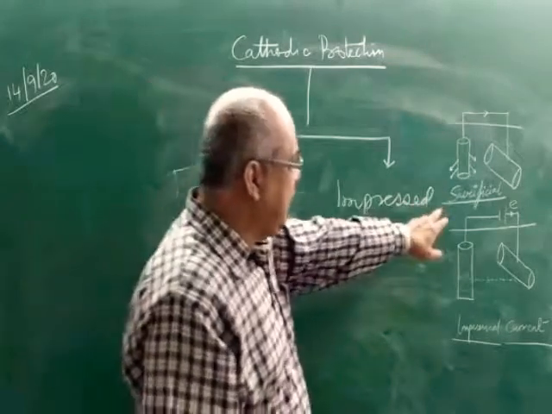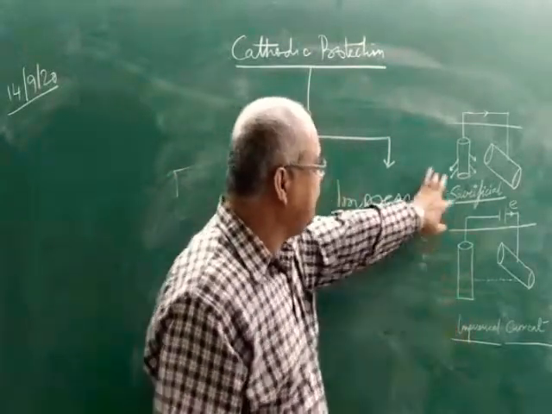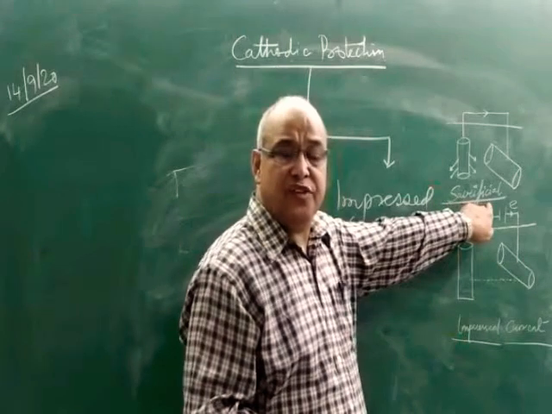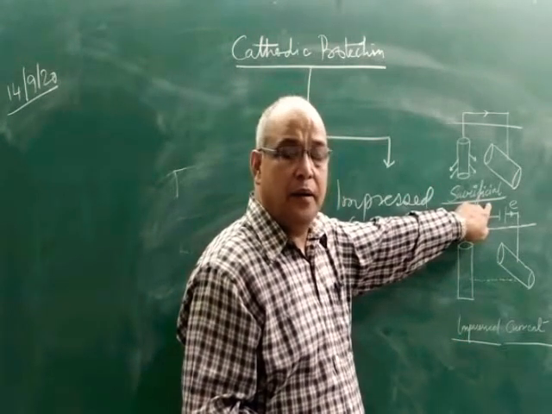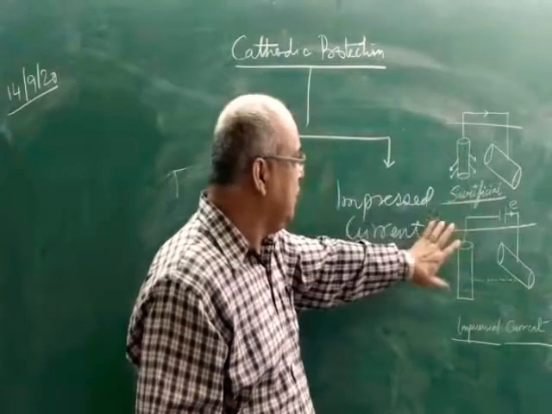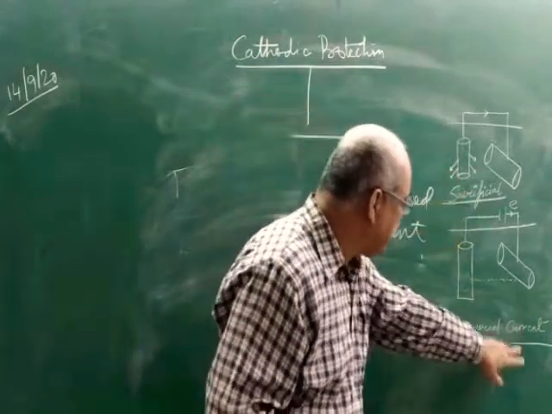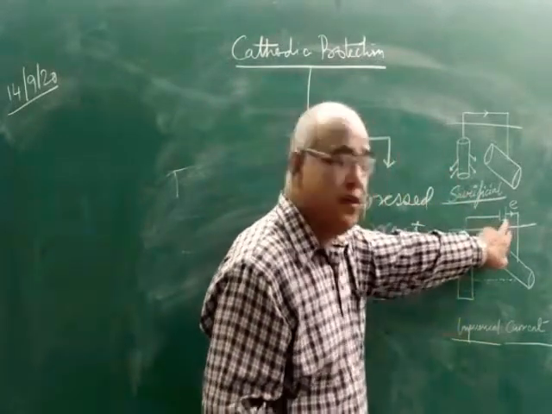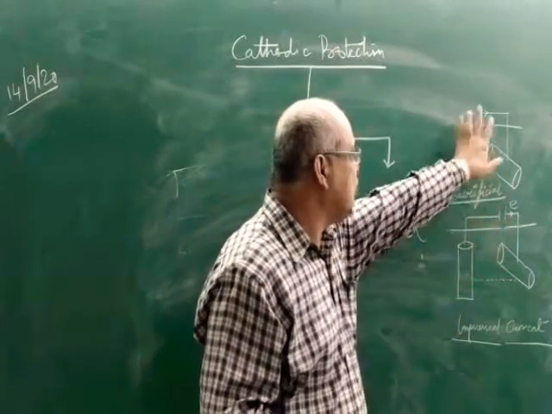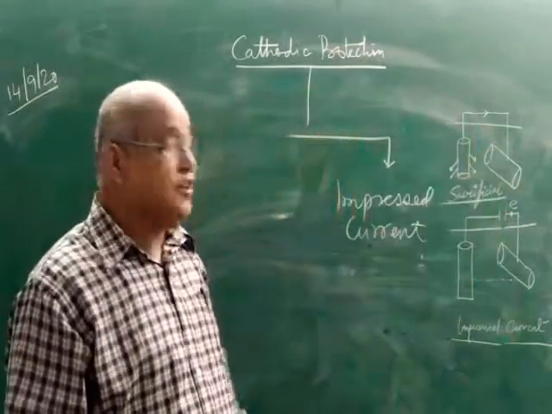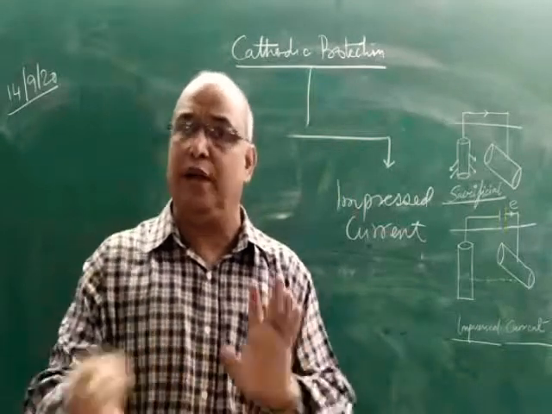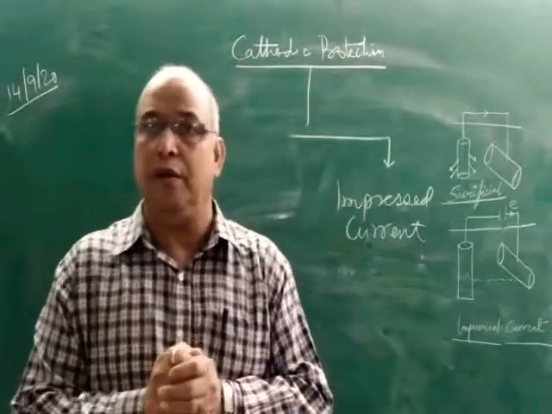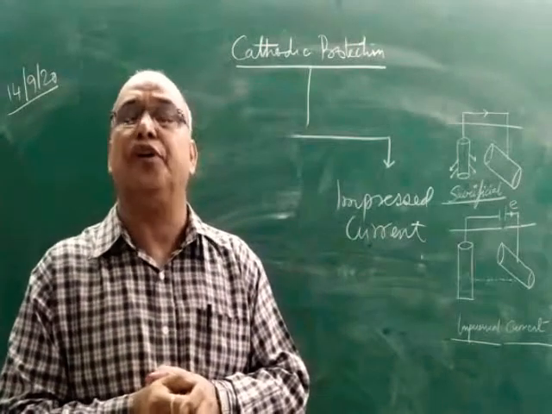There are two figures shown here. This is your sacrificial, that is, galvanic cathodic protection type, and here it is impressed current. Here the power is supplied externally, but it is not like that in the galvanic type. This is all about today's lecture. This is how we can control corrosion by cathodic protection.